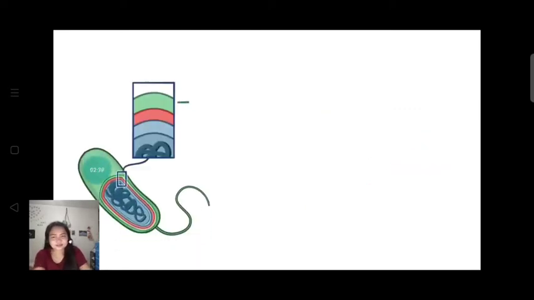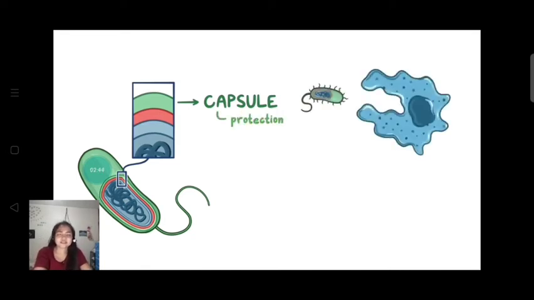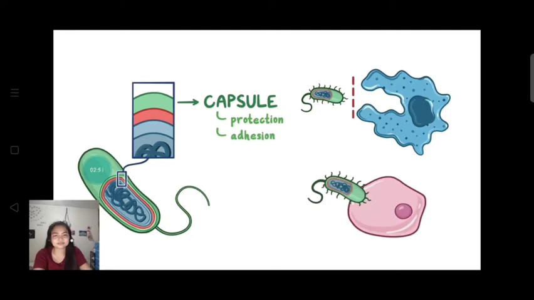Some bacteria are covered by a capsule which acts as a shield that protects the bacteria against phagocytosis. And also, it helps the bacteria adhere to surfaces. The capsule is considered an important virulence factor since the strains that lack a capsule are less virulent.